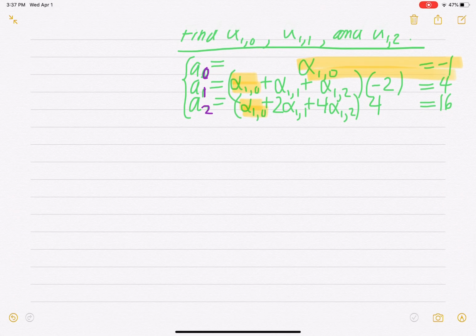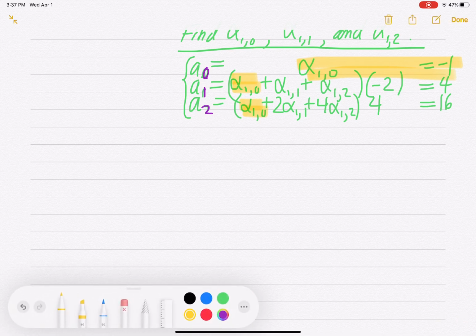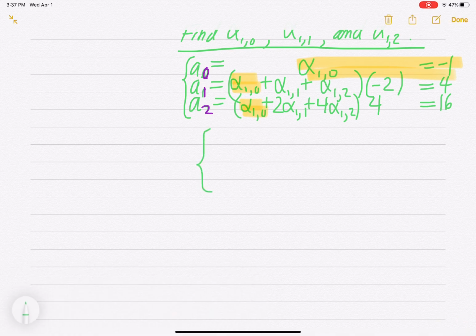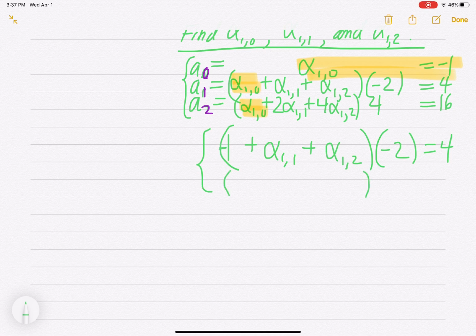That'll give me two equations basically to deal with. So I'm going to have 1 plus alpha 1,1 plus alpha 1,2 times -2 equals 4. That's the second equation there. I plugged in 1 for alpha 1,0. Oh, it's a -1, right? -1. And then in the next equation, I'm going to plug in a -1 for alpha 1,0, so I have -1 plus 2 alpha 1,1 plus 4 alpha 1,2 times 4 equals 16.